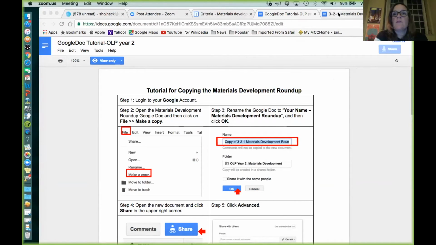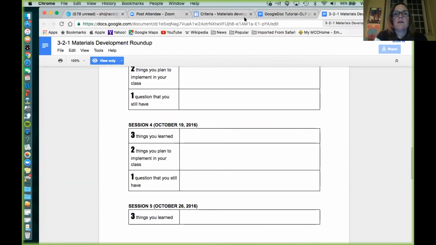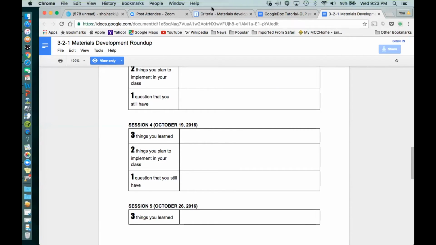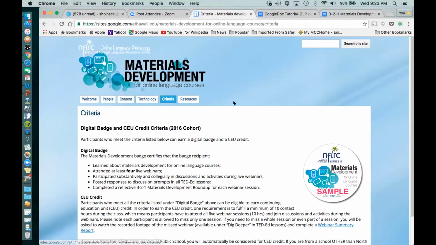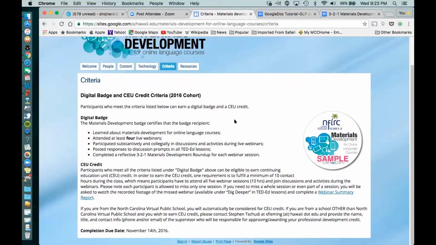So the 3-2-1 materials development, let's go to criteria. The things that you're talking about right now can all be found on one page. They're all linked out from one page, yes? Right here, criteria. If you click there, everyone, this website should look familiar. You'll see that Susan has clicked on the button called criteria. And so she's going to go through this page.